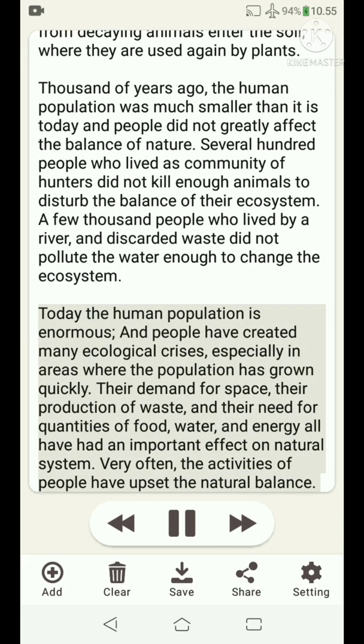Today the human population is enormous, and people have created many ecological crises, especially in areas where the population has grown quickly. Their demand for space, their production of waste, and their need for quantities of food, water, and energy all have had an important effect on natural systems. Very often, the activities of people have upset the natural balance.